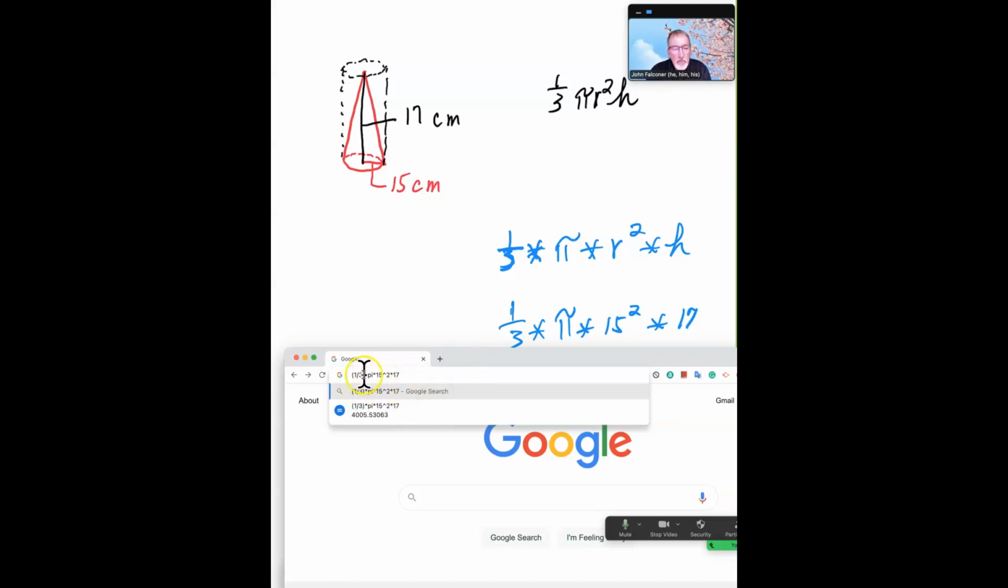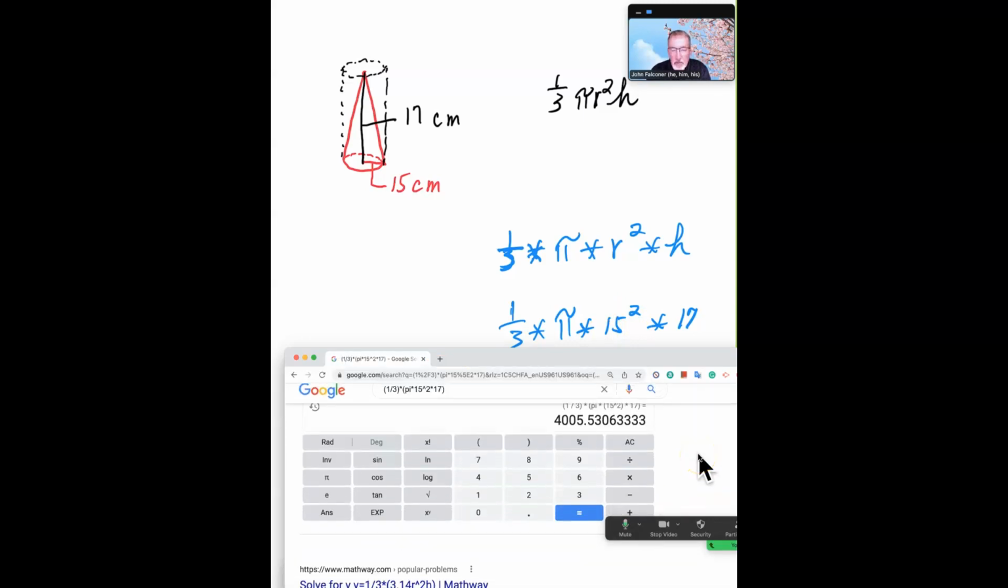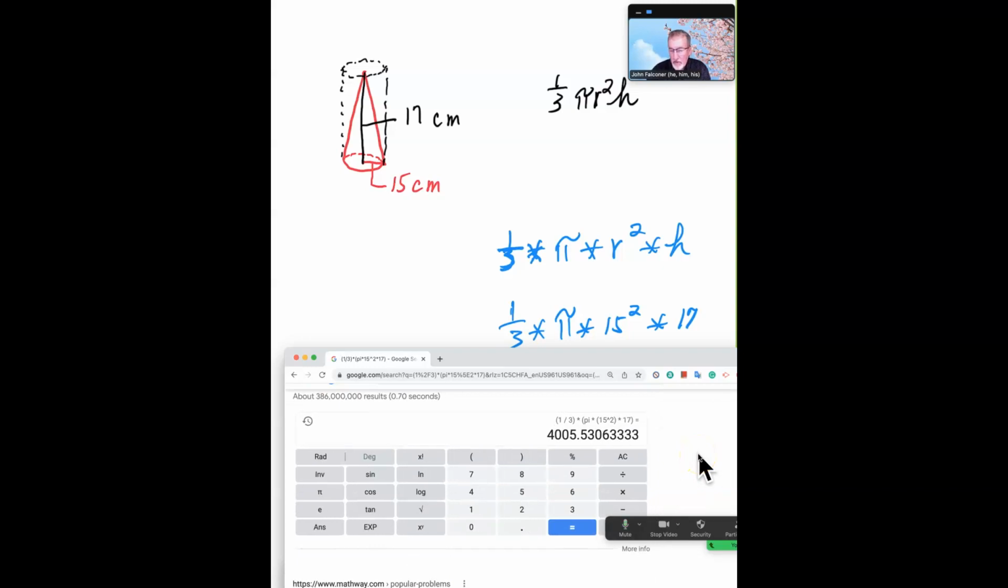What do you think? Should we put some in? Well, let's do this just for safety's sake. We'll calculate all of this by itself, right? So it's going to take 1/3 of this value, right? So we got pi times 15 squared times 17. All right, let's hit enter and see how we did. All right, so the answer here is 4005.53.